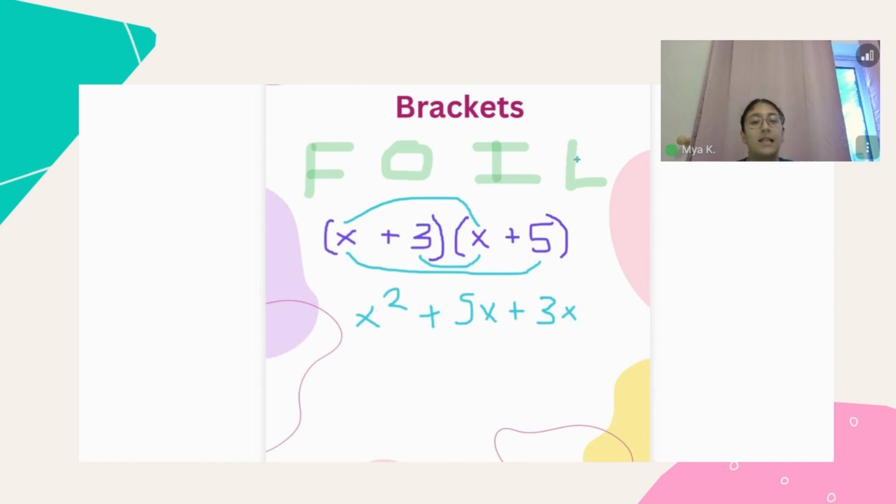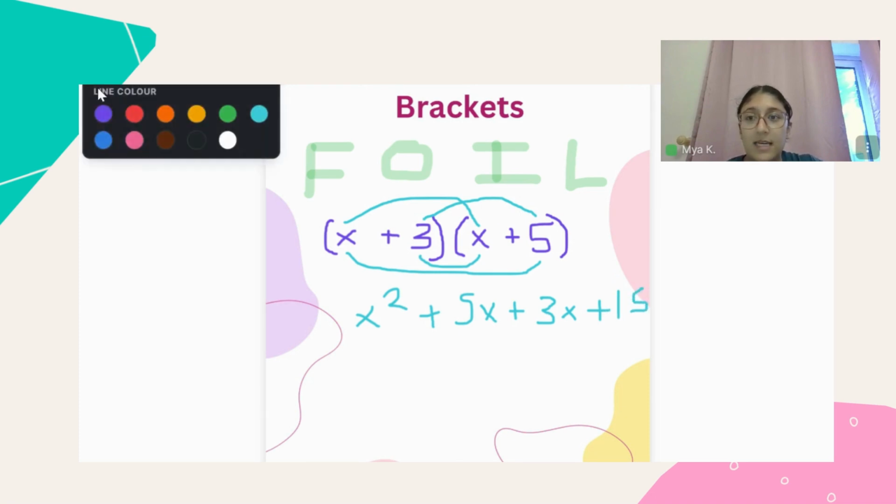And then the L finally stands for last. The last number in each bracket is the 3 and then the 5. So the last little joined up arrow is here. 3 times 5 is 15. Now, that is expanding the brackets.